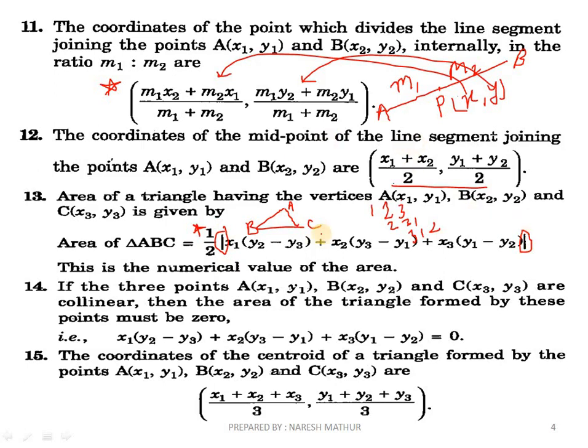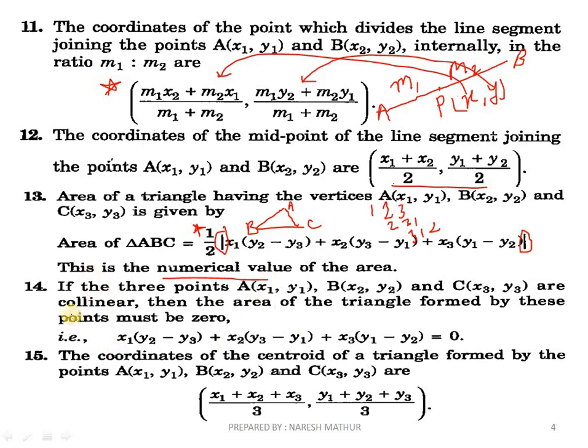Now we are given triangle ABC. Any coordinate can be taken as x1 and y1. You can take point C as x1 y1, and someone can take A as x1 y1. So it might be possible you'll get a negative value. In that case, you have to convert that value to positive. That's why we use modulus here, because the area of a triangle can't be negative. Alright, and this is only a numerical value.